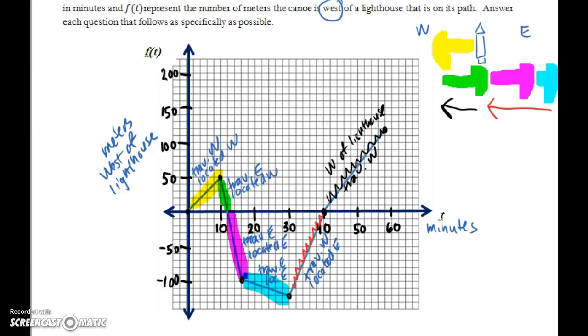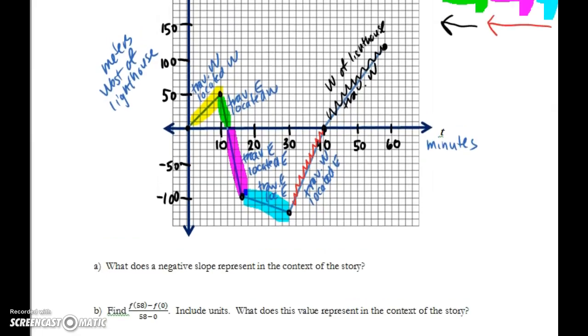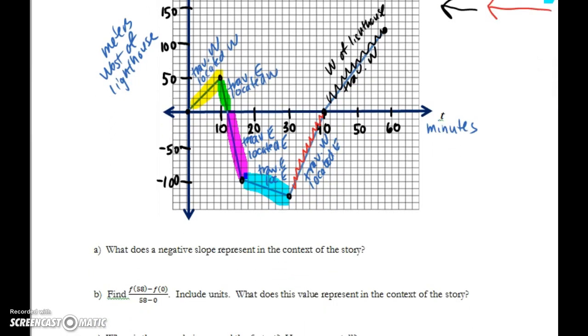So now let's look at the questions that are being asked here. What does a negative slope represent in the context of the story? Well, negative slope is the green portion and the purple portion and the blue portion. And if you notice, all of these portions have a negative slope, and in all of these portions the canoe is traveling east because the graph is headed downwards. It's headed more and more away from the west side of the lighthouse, which means it's traveling east.